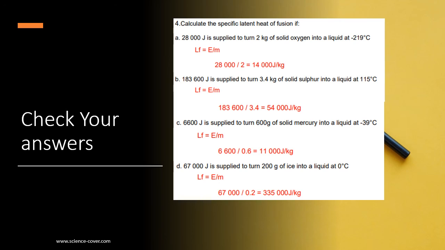For part D, you've got 67,000 joules, and we're supplying that to 200 grams of ice, changing it into a liquid. So 200 grams will become 0.2 kilograms. So the latent heat of fusion is the energy divided by the mass, which is 67,000 divided by 0.2, which gives us 335,000 joules per kilogram.